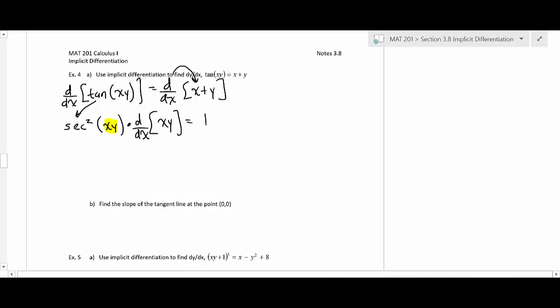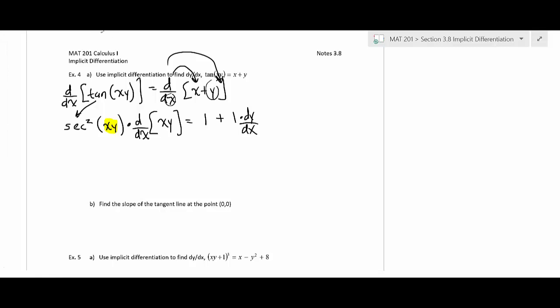What's the derivative of x? 1. What's the derivative of y? You got to be careful. dy over dx, good. Okay, see those variables do not match. So the derivative of y is 1, but then you got to do the chain rule, it's really dy over dx like that. Okay, so we got that, all right?